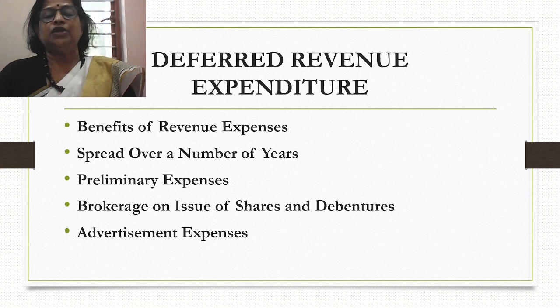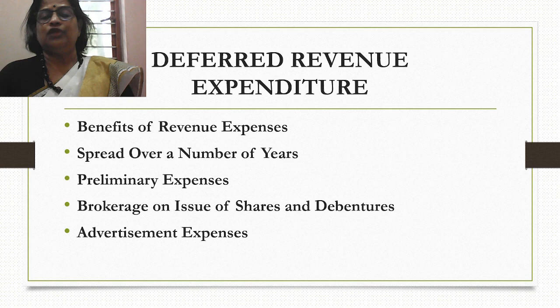Then brokerage on issue of shares and debentures. You know that the business firm, when they are raising the shares and debentures, they have to give commission for the financial institutions which are helping them in raising funds. That is a deferred revenue expenditure, because the benefit of that finance or the funds you acquired, you're going to get for a number of years.